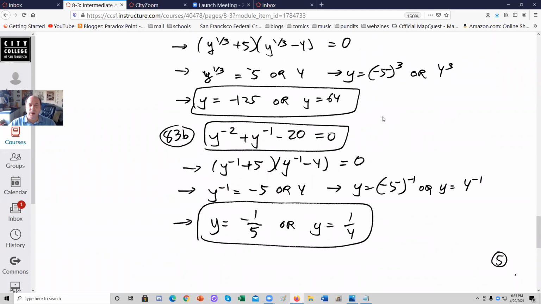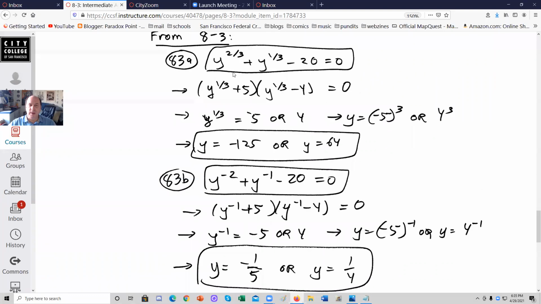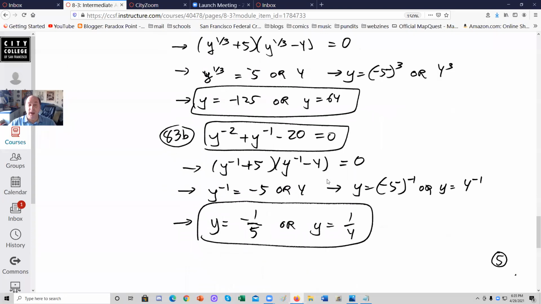Here's a very similar problem. Instead of 2/3, 1/3, and minus 20, it's y to the negative 2 plus y to the negative 1 minus 20 equals 0. Now this factors pretty much the same way. Instead of with y to the third power, it's y to the negative 1 power: y to the negative 1 plus 5 times y to the negative 1 minus 4 equals 0.